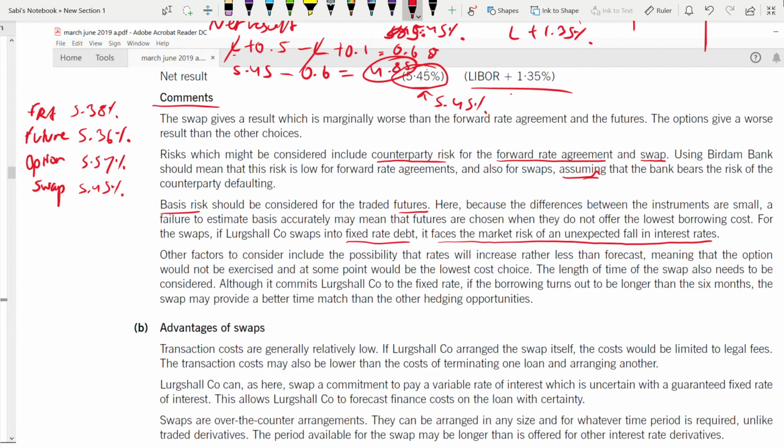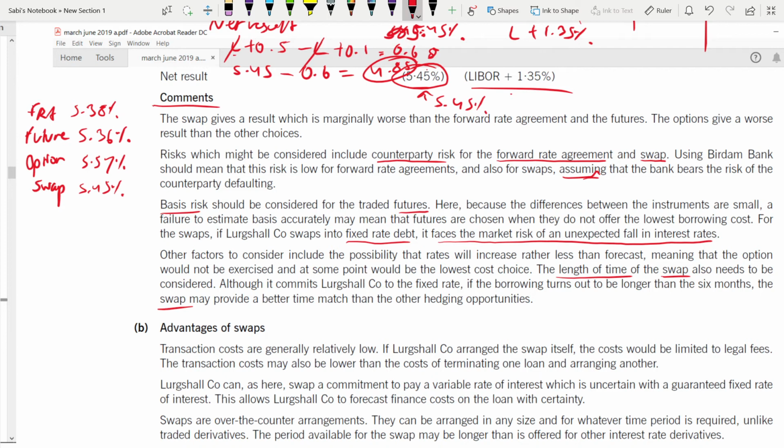So the length of time of the swap also needs to be considered. Although it commits to the fixed rate, if the borrowing turns out to be longer than the 6 months, the swap may provide a better time match than the other hedging opportunities. So finally, they are going for swap. They are saying that if the borrowing turns out to be longer than 6 months, the swap may be a better time match than the other hedging opportunities.